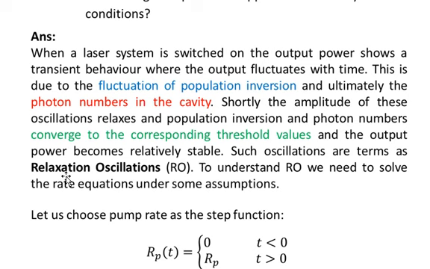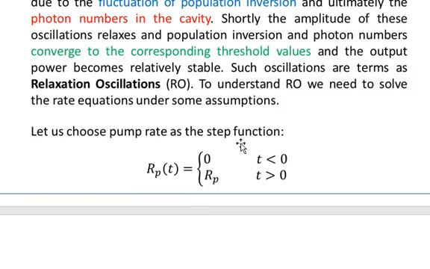Such oscillations are termed relaxation oscillations, abbreviated as RO. To understand RO, we need to solve the rate equations under some assumptions. Let's choose the pump rate as a step function. That is, Rp of t is equal to 0 when the time is less than 0, that is, we have not started the system and the pump rate is also 0. When the system is switched on, that is, when the time begins to increase beyond 0, the pump rate is a constant represented by Rp.